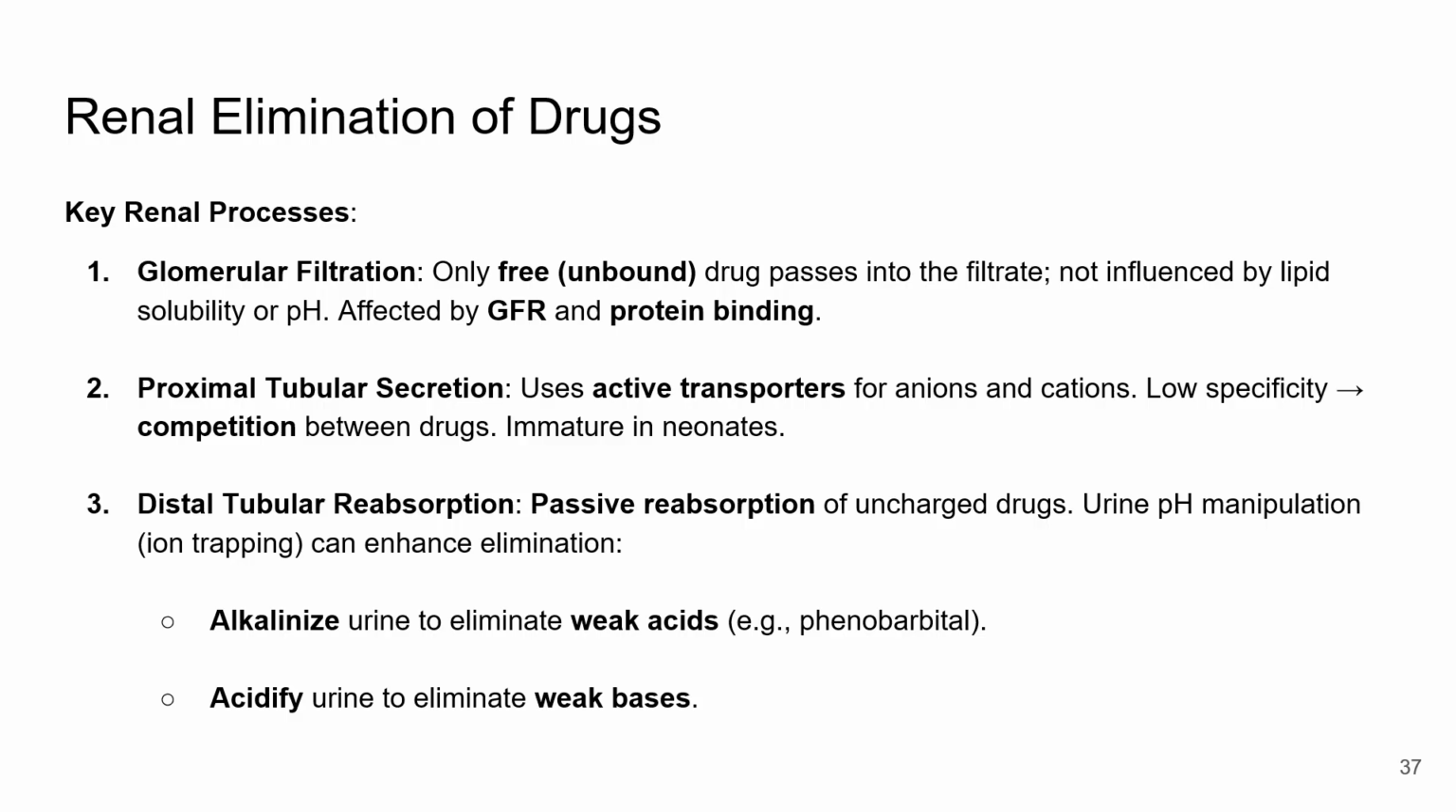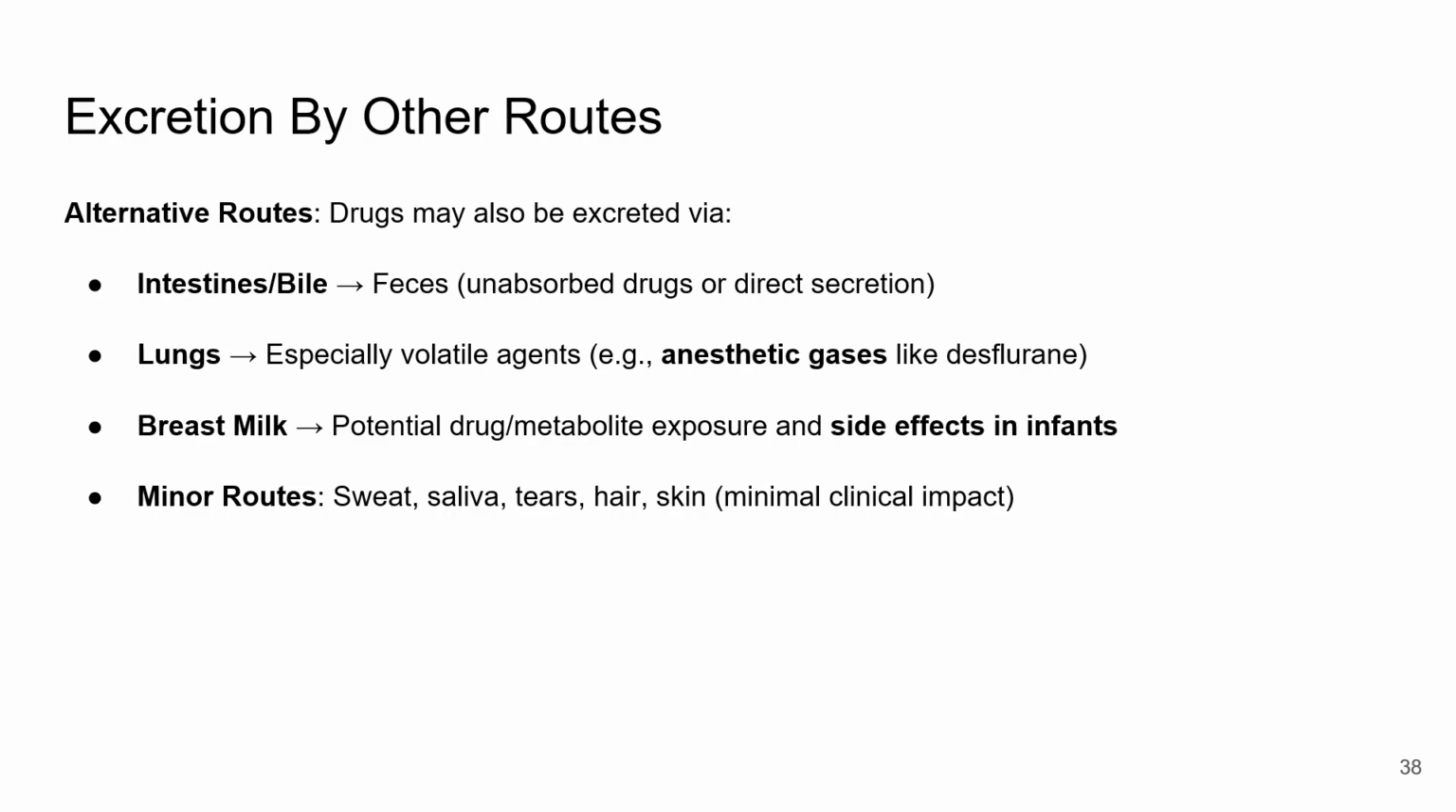So filtration, secretion, and resorption together determine renal drug clearance, and changes in protein binding, kidney function, or urine pH will all significantly affect drug level and drug safety. So while the kidneys are the primary route of drug elimination, there are alternate routes of excretion that are also important. One route is the intestines and the bile, with elimination in the feces.